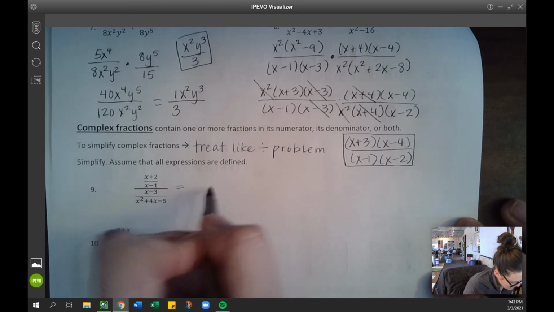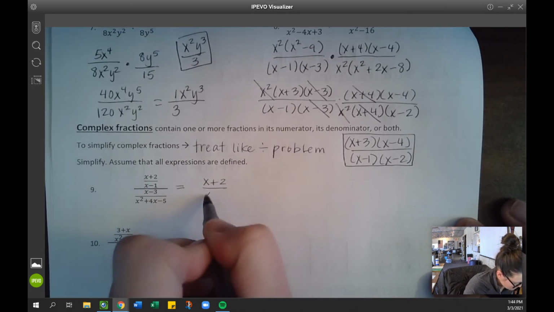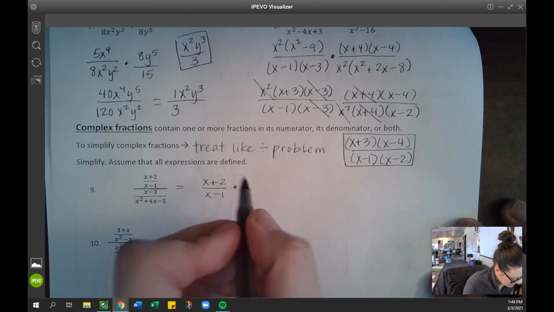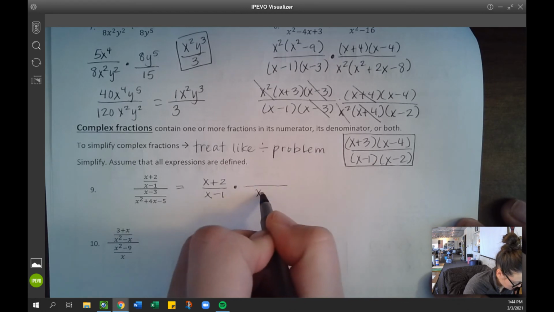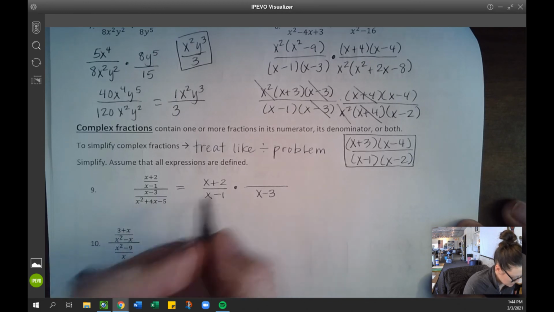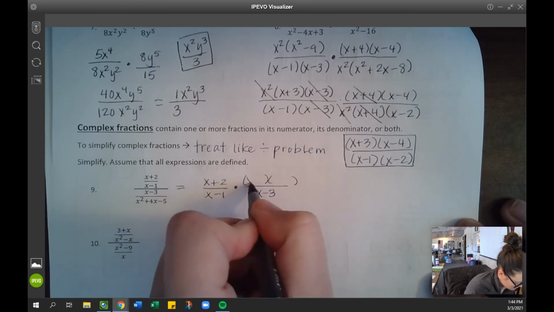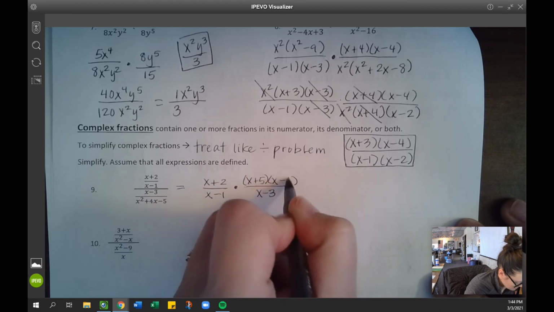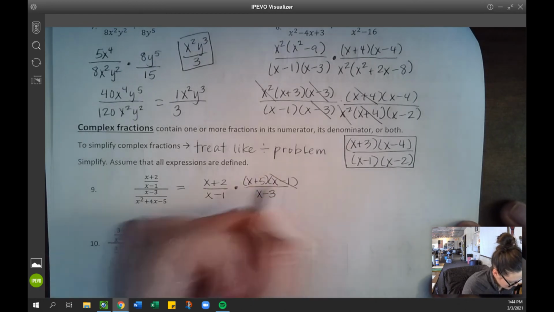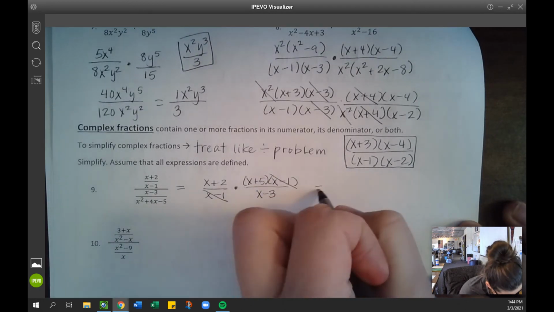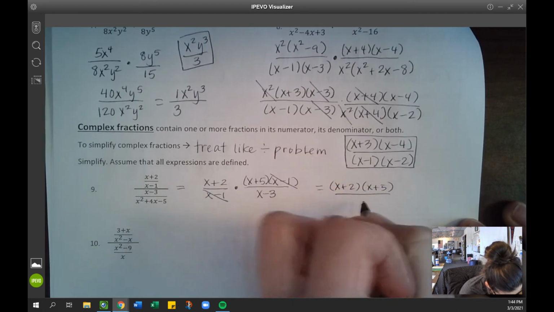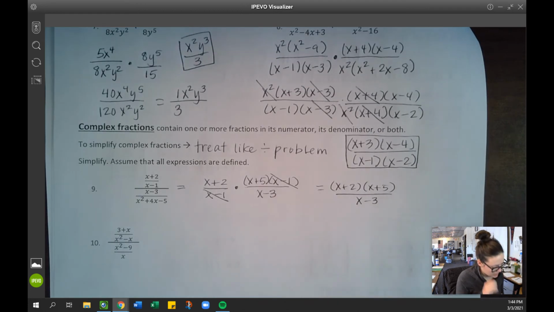So this is going to be x plus 2 over x minus 1 times the reciprocal of this. So now I'm going to have x minus 3 on the bottom. And the other thing I'm going to do is I'm going to factor this, because that's the rule of the unit. We factor whenever possible. Cancel out what's in common. We get x plus 2 times x plus 5 over x minus 3.